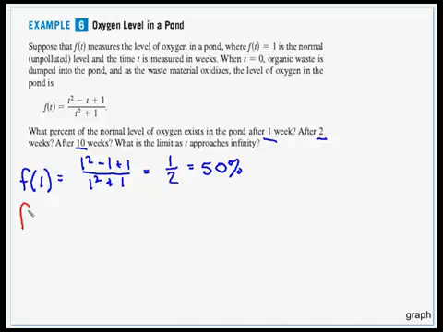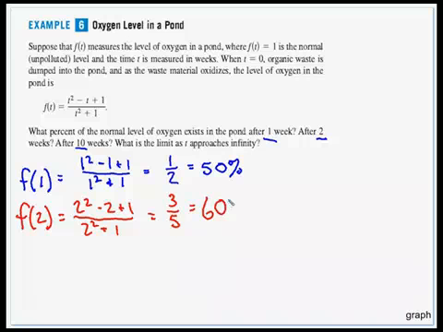Next, they asked us to find, after 2 weeks, f of 2. So that's going to be 2 squared minus 2 plus 1 over 2 squared plus 1. And if we compute all that, we get 3/5. 3 divided by 5 is 0.6, and that would be 60%. 60% oxygen level after 2 weeks.